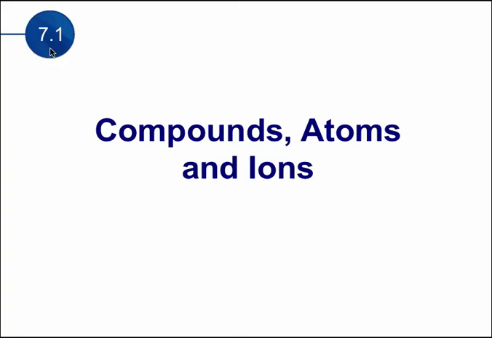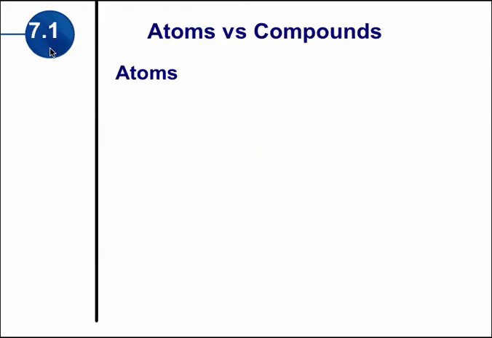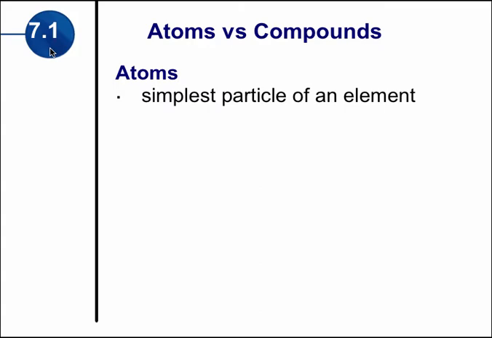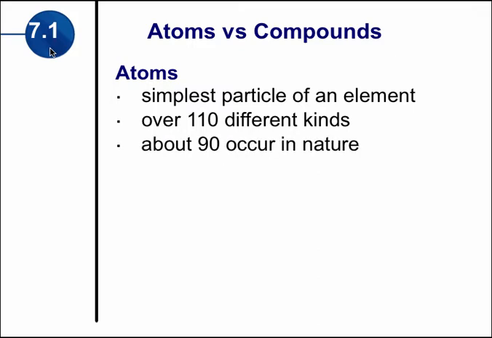So we're going to start looking at compounds, atoms, and ions. And the first comparison we're going to look at is a compound versus an atom. Now, we've already looked at atoms, and recall an atom is the simplest particle of an element. So the periodic table of elements, if we want just one of those elements, that simplest form is an atom. If we look at our periodic table, we have about 110 different kinds of atoms. There's about 110 different kinds of elements on the periodic table, and about 90 of those occur naturally in nature.